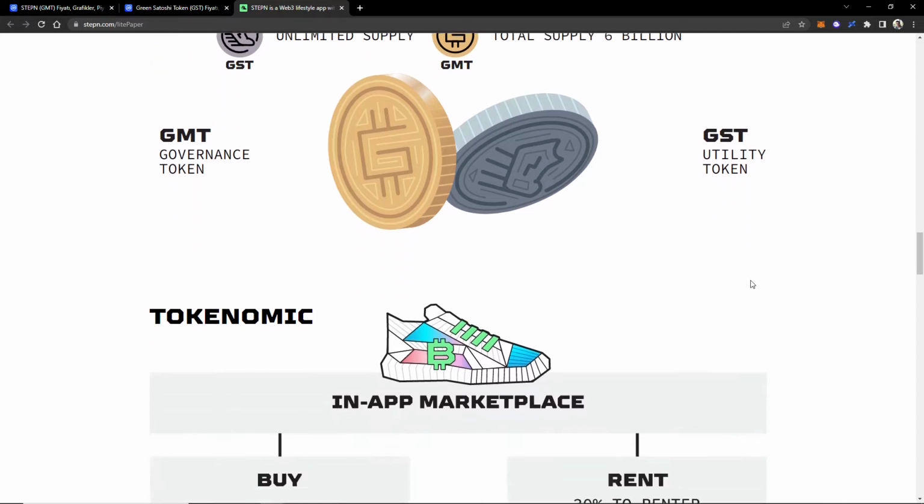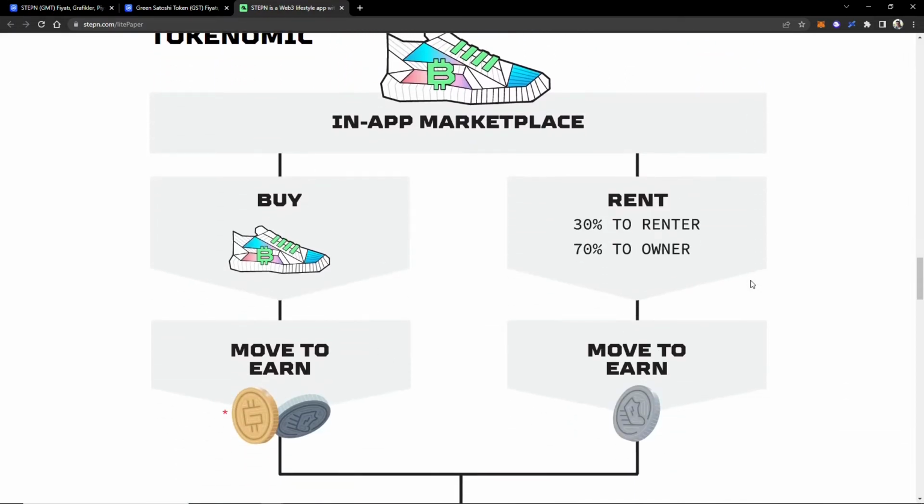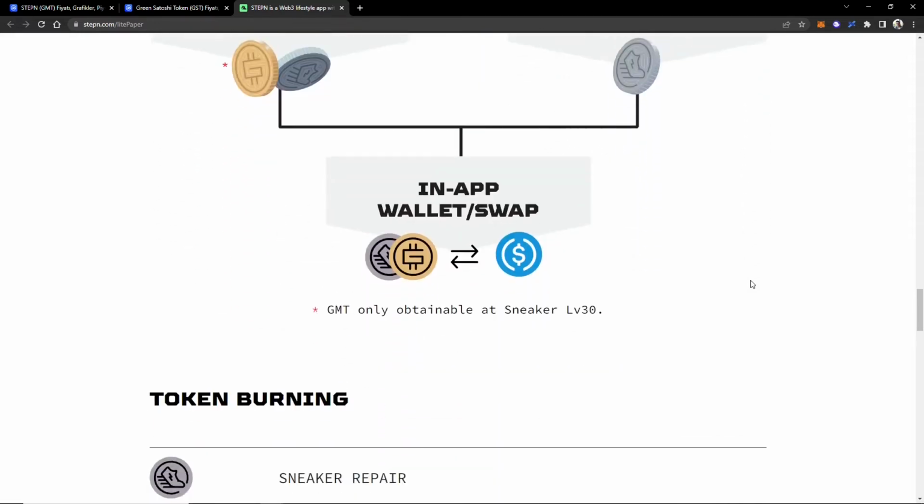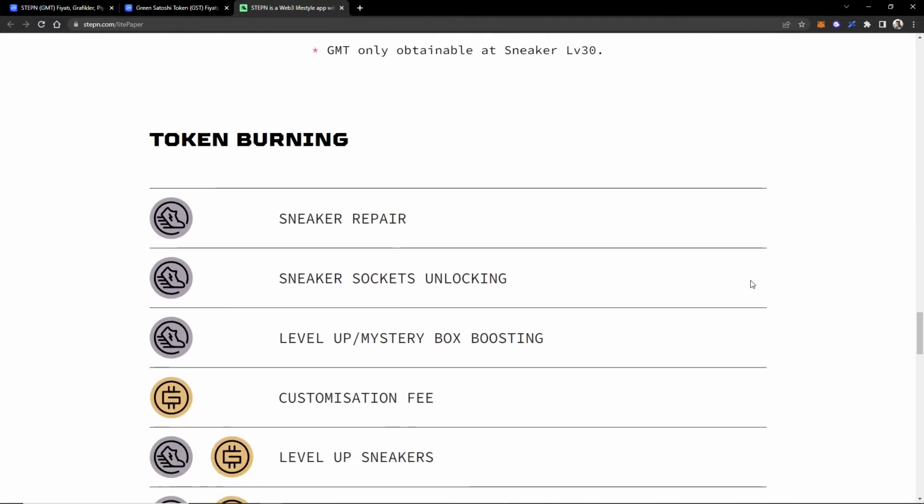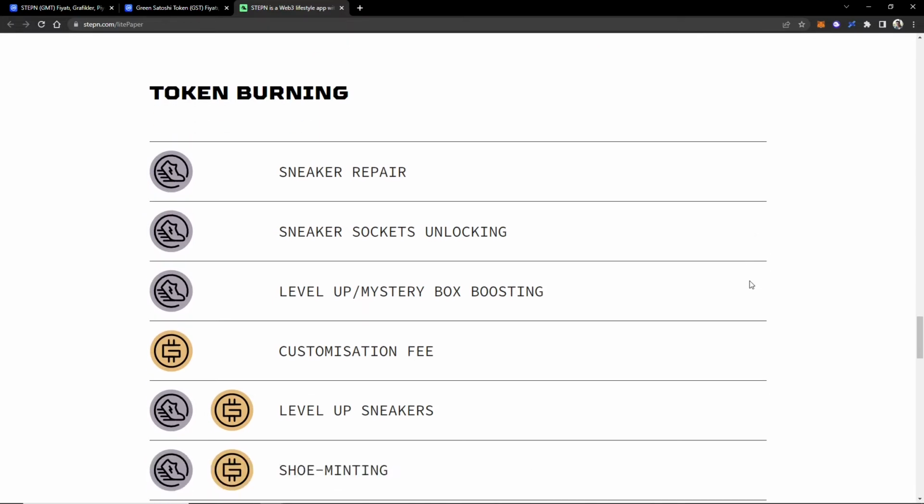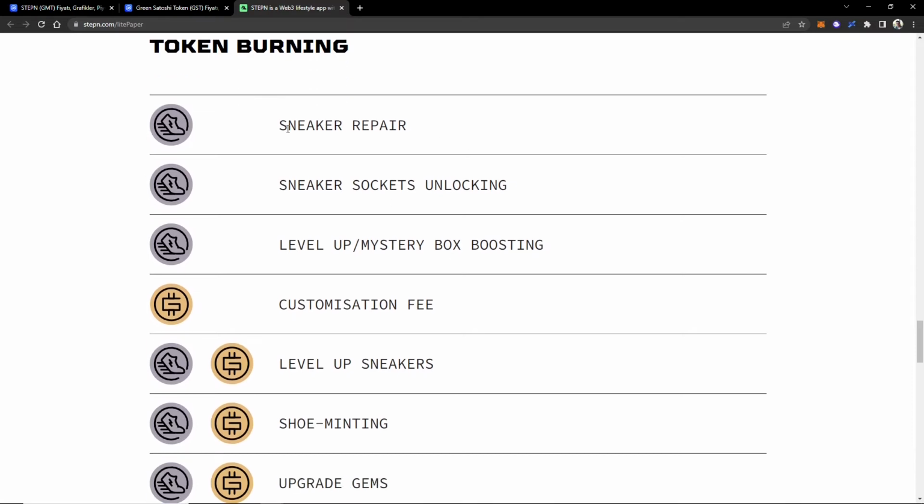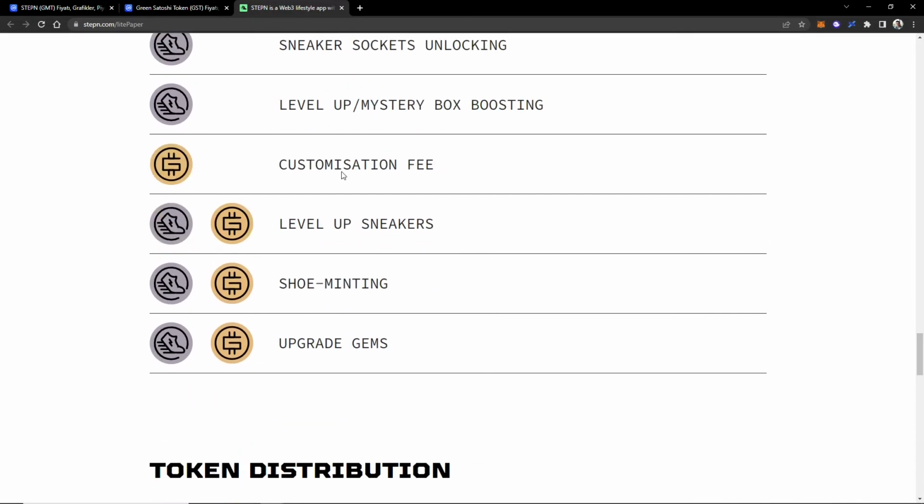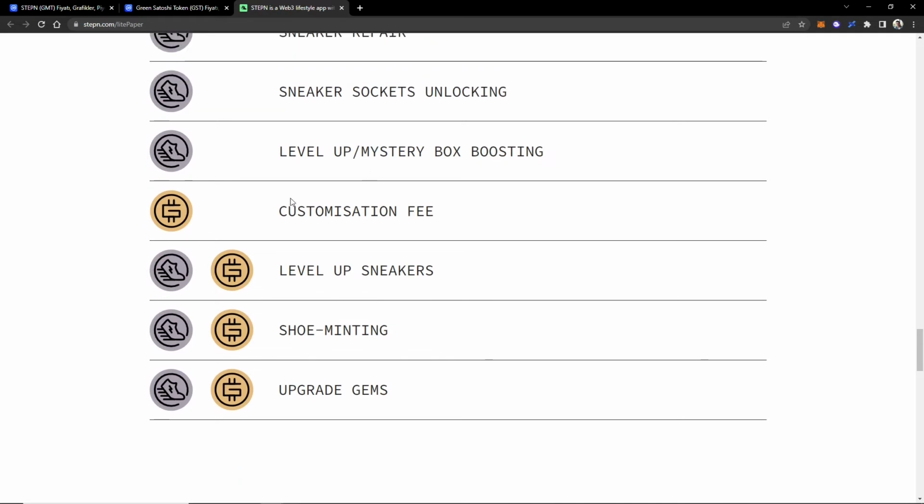But don't be afraid when you hear the unlimited supply. With the perfect burning mechanism, the project keeps the supply of those tokens in shape so there's no overinflation which will harm us in the long term. You can see the token burning systems right here. While using those systems like repairing our sneakers, unlocking the sockets on our sneakers, leveling up, customization, shoe minting, and other things you can see here, the project is burning GST and GMT tokens.